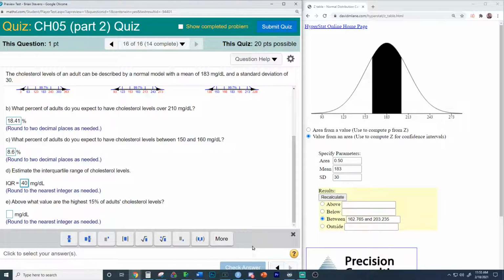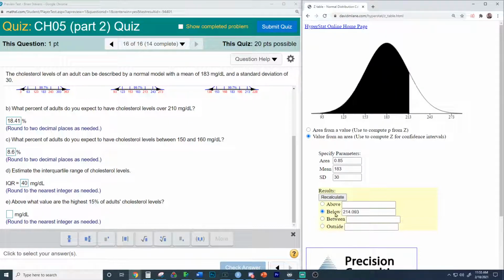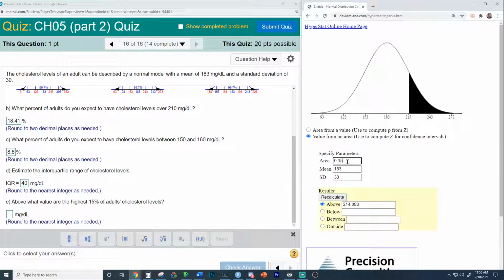The highest 15% is going to be the 85th percentile. It can also be graphed as the highest 15%. That's the 85th percentile. We could also ask for the highest 15%, just another way of doing it. And round to the nearest integer. That's going to be 214.